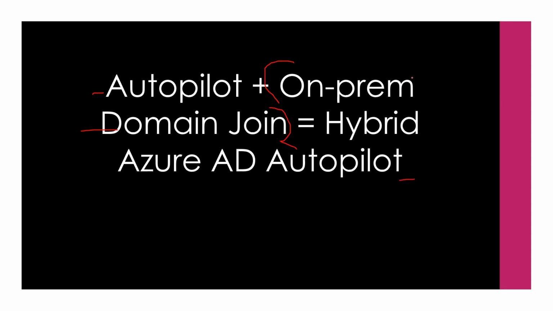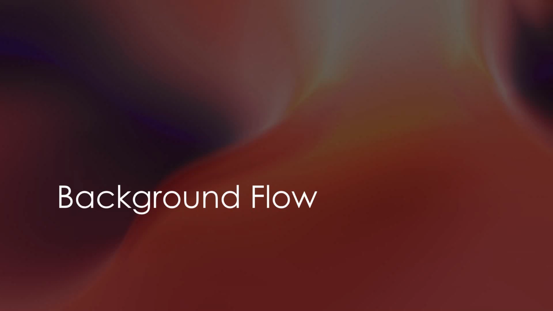Once the device is joined to the on-prem domain, the device was already through normal autopilot, so we reach the status of hybrid Azure AD join. All right, perfect. Now let's take a look at the background flow, as in what exactly happens during a hybrid Azure AD join autopilot right from the scratch.